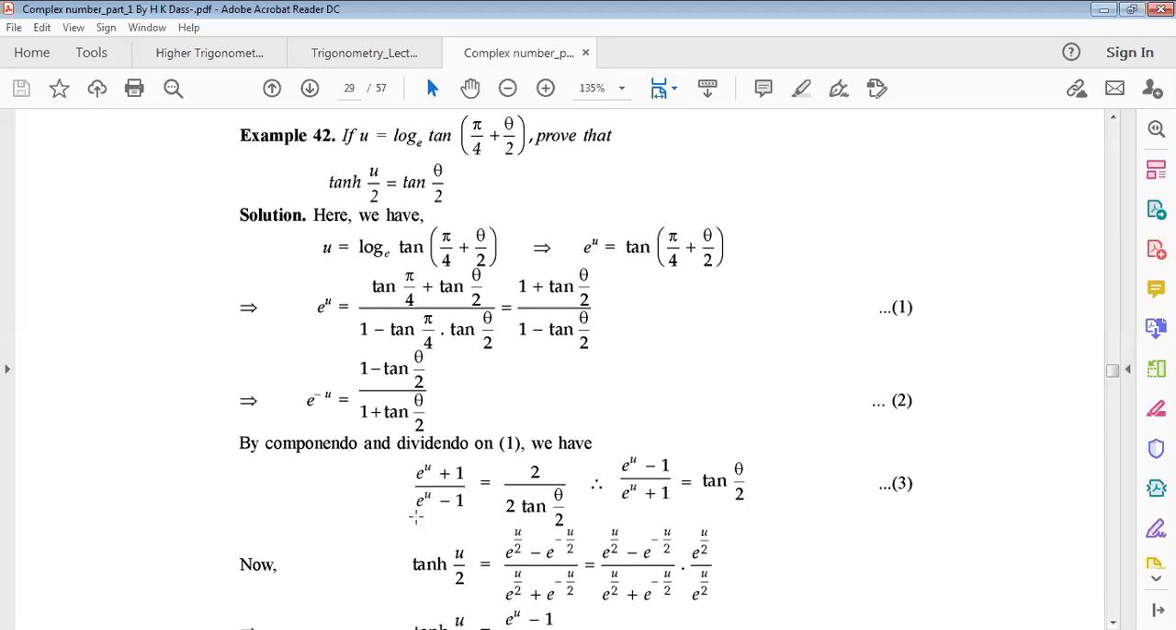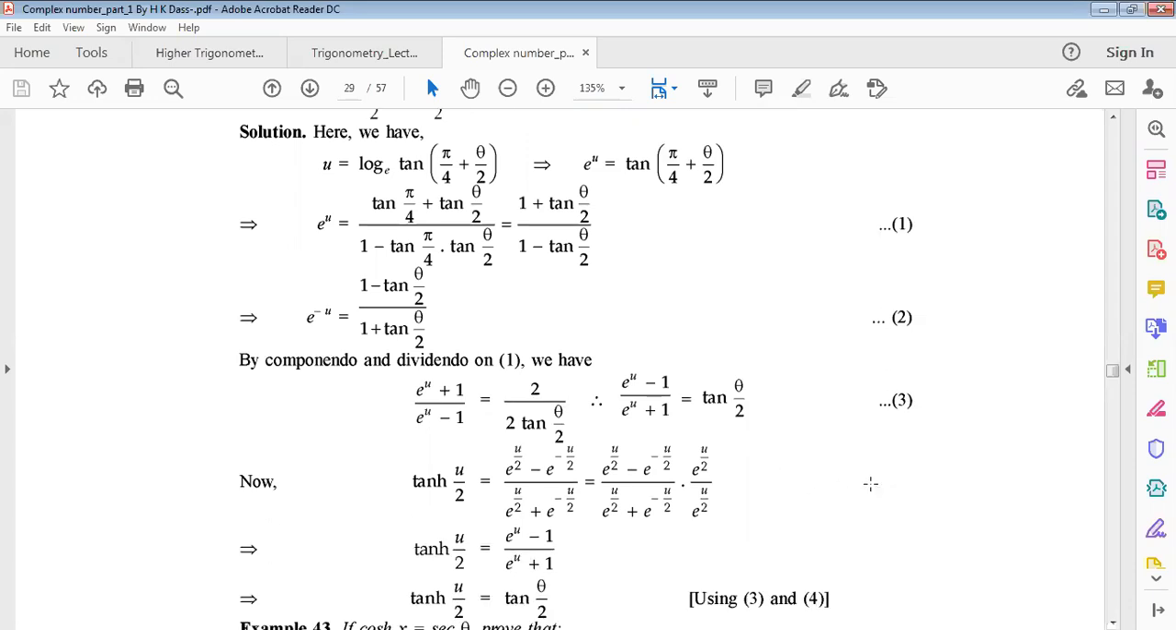e to the power u plus 1 divided by e to the power u minus 1. Numerator plus denominator, numerator minus denominator. Similarly, in the right hand side, numerator plus denominator, numerator minus denominator. Then you get 2 divided by 2 tan theta by 2. This equals only tan theta by 2. This is equation number 3.